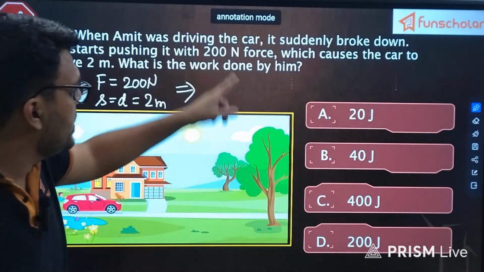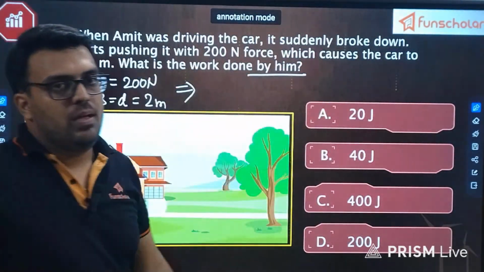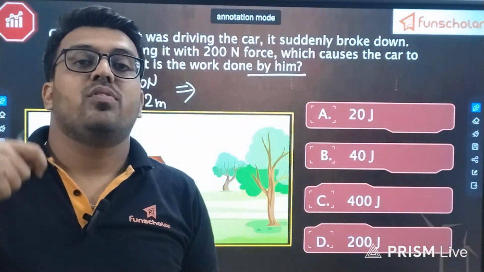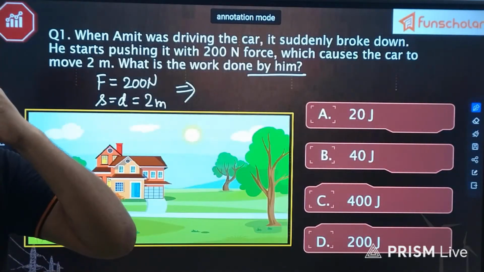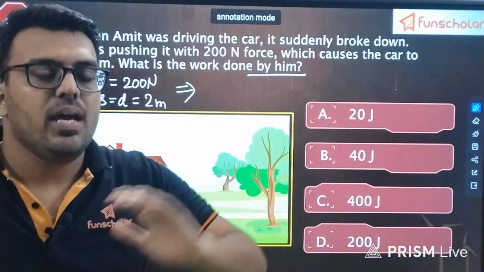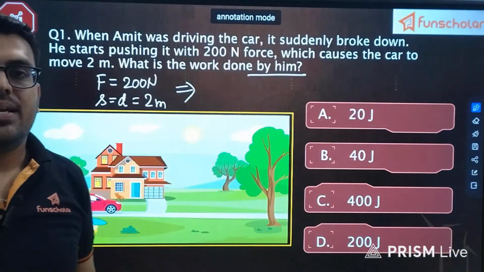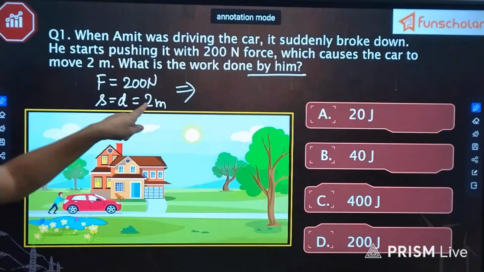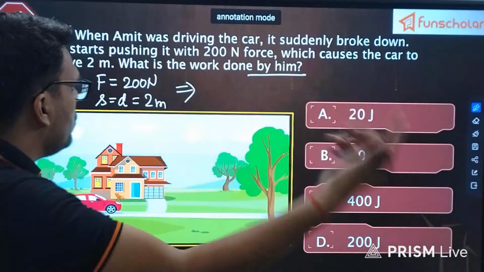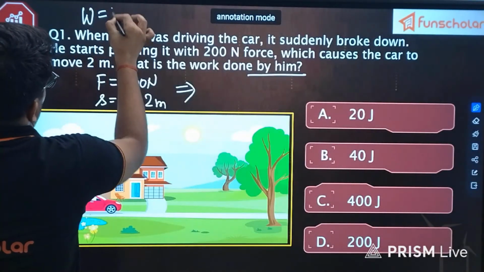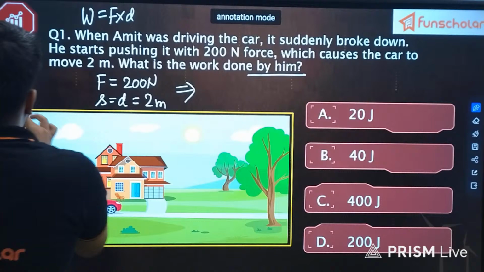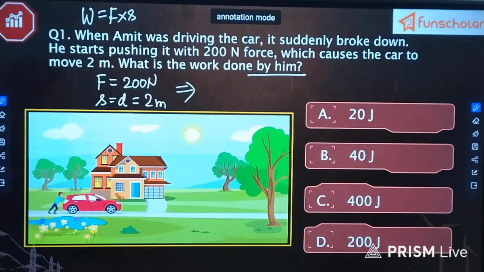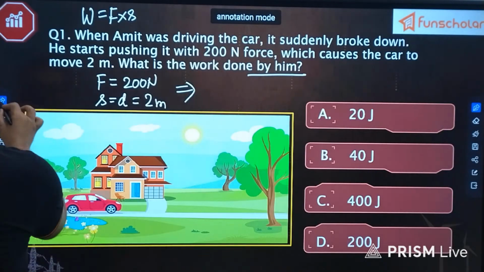The question is, what is the work done by him? The question already says that you have to calculate the work done by Amit. So you don't have to get confused about whether to calculate regarding gravity or anything else in the world. So the force applied by Amit is this much. This force has caused a displacement of 2 meters. What was the formula of work done? Work done was force into displacement. So just put the formula there, students.